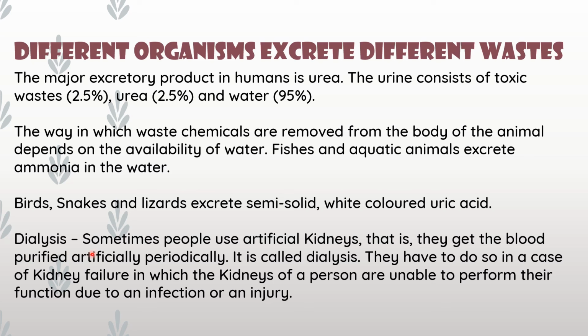Next is dialysis. Sometimes people use artificial kidneys, that is, they get their blood purified artificially and periodically. It is called dialysis. Sometimes our kidneys are not functioning properly and cannot filter the blood. At that time we use a medical technique, that is dialysis, and through dialysis the blood is filtered. They have to do so in a case of kidney failure, in which the kidneys of a person are unable to perform their function due to an infection or an injury. So when the kidneys are not functioning properly, the doctor prescribes this process, dialysis.